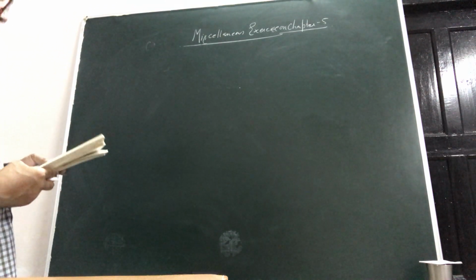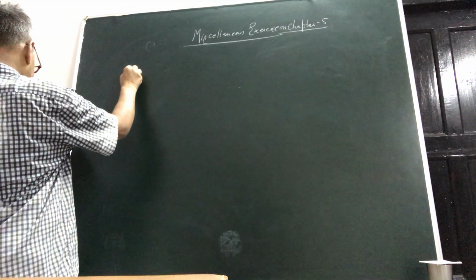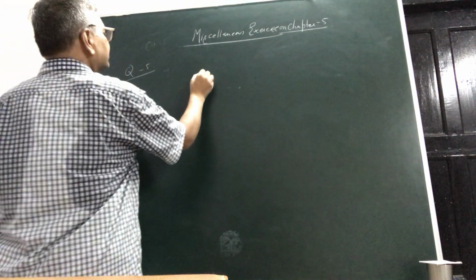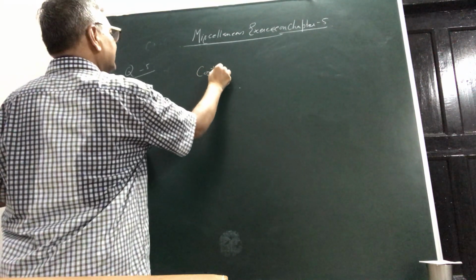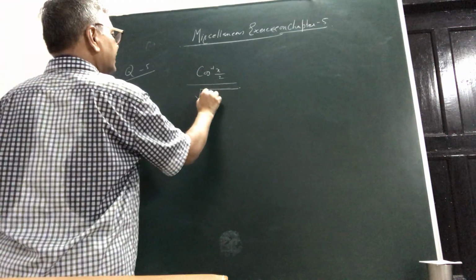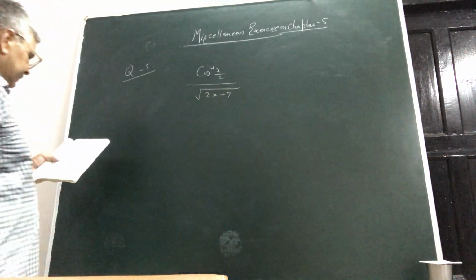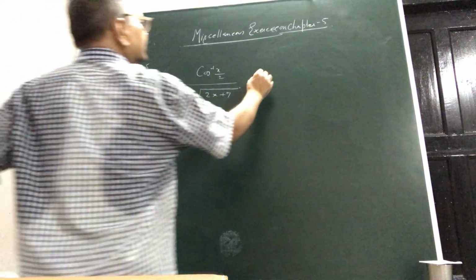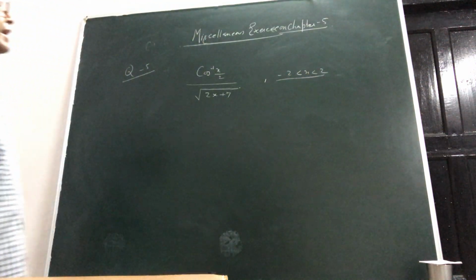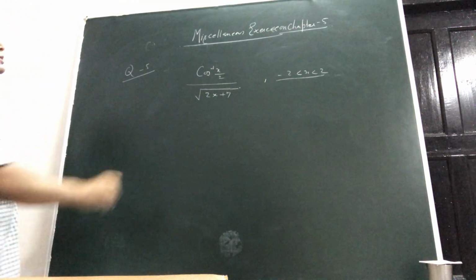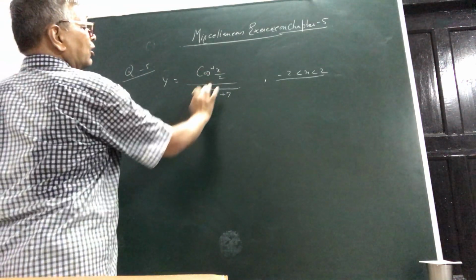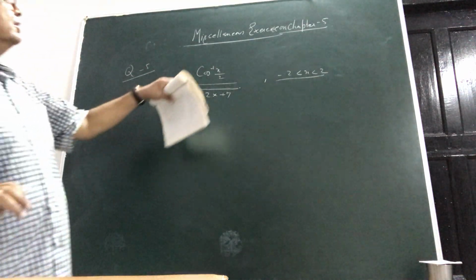So the very first question which I intend taking here is question number 5. It is cos inverse x by 2 upon under root 2x plus 7, where minus 2 is less than x is less than 2. So this is the interval where you have to find its derivative. So this is the function. Obviously it is in the quotient form. Both the numerator and denominator are exclusively functions of x.